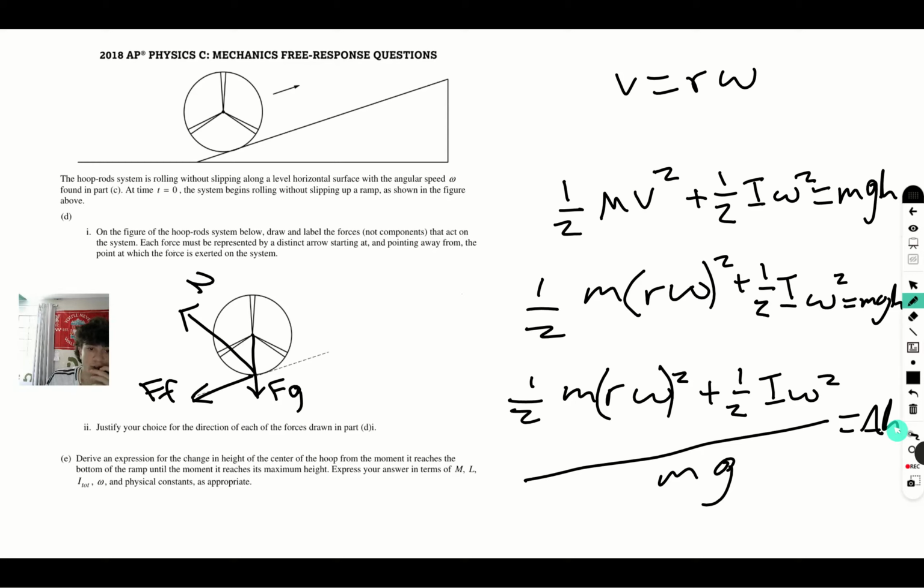Let me just make sure that all the variables are correct. So the r and L are interchangeable. When I wrote r, what I meant was L. So we can have M, we can have L, we can have omega, we can have inertia, we can have mass, and we can have the gravitational constant. So there you go. That's how you would go about solving this problem.